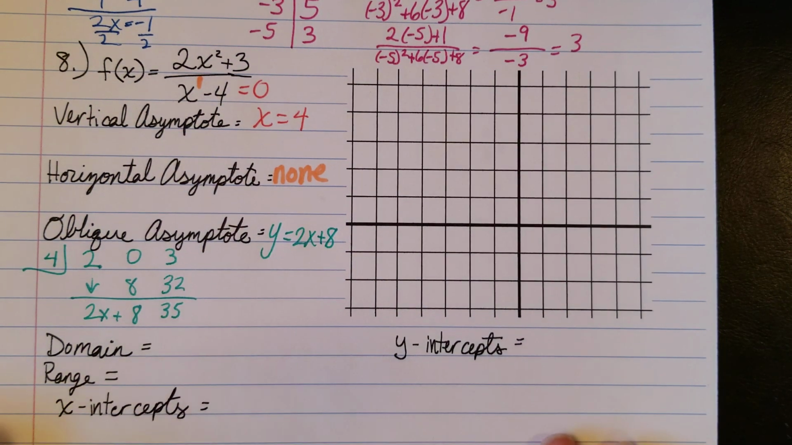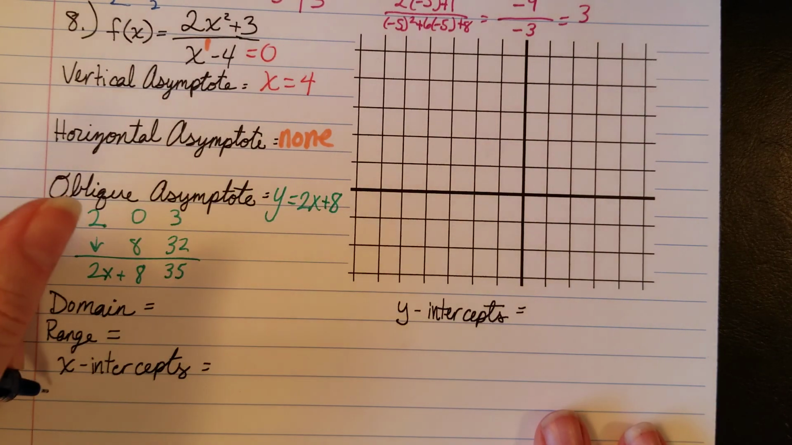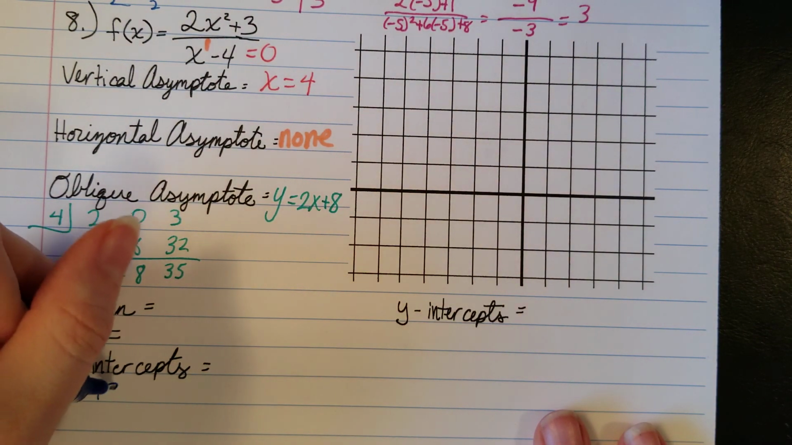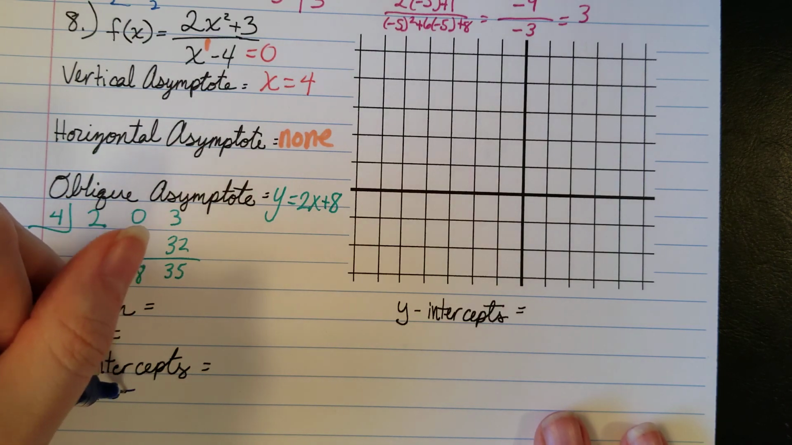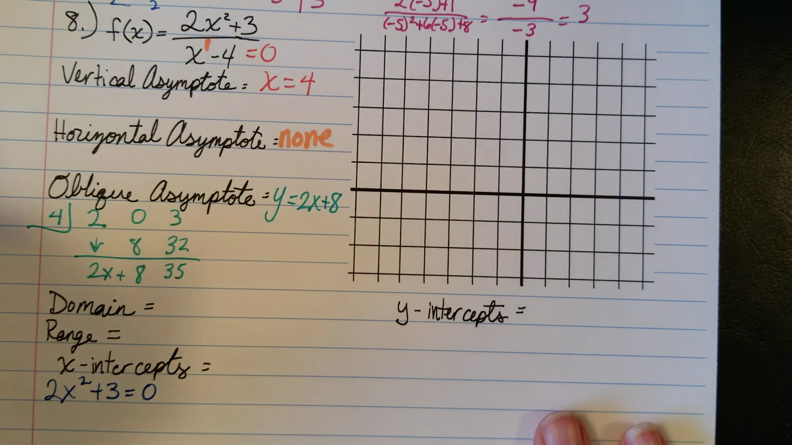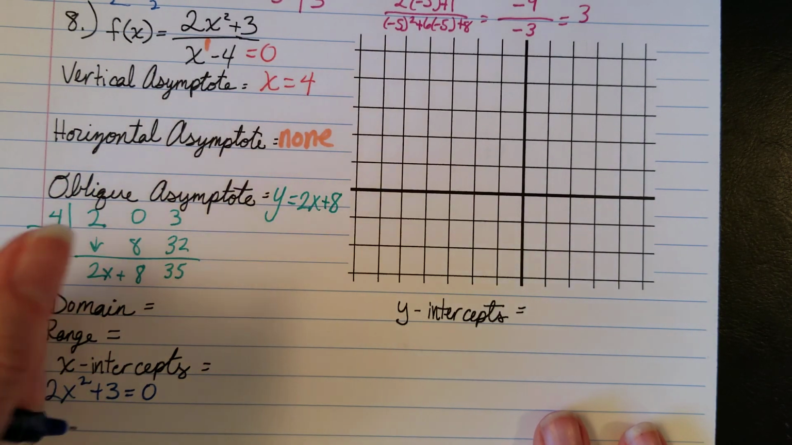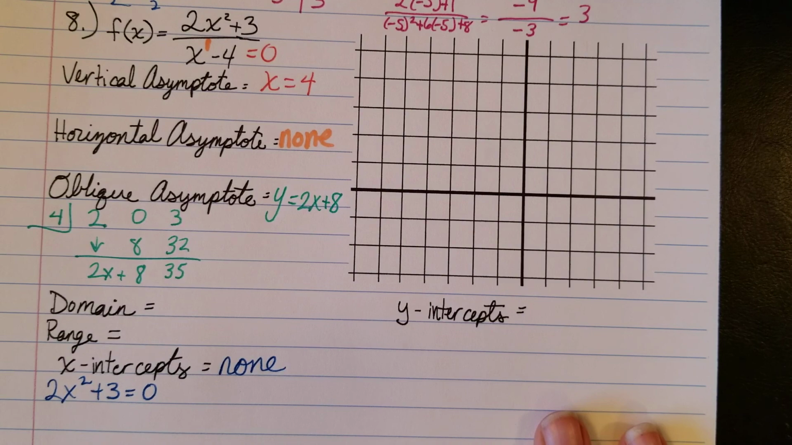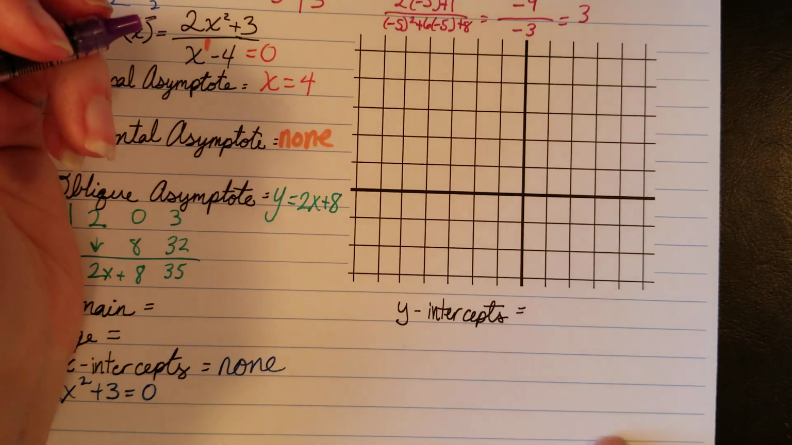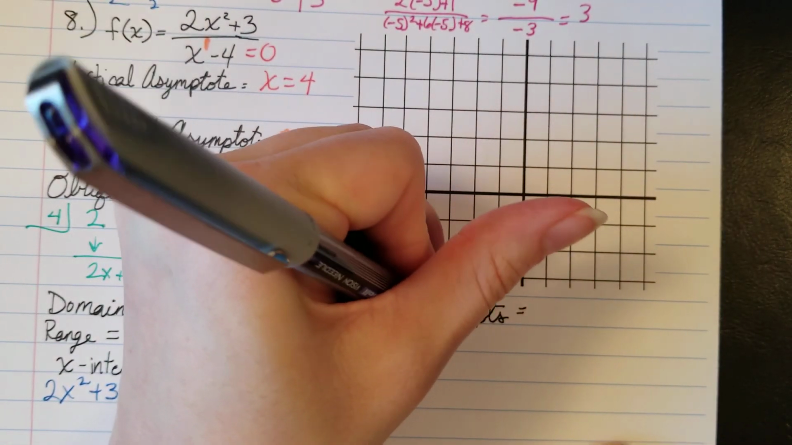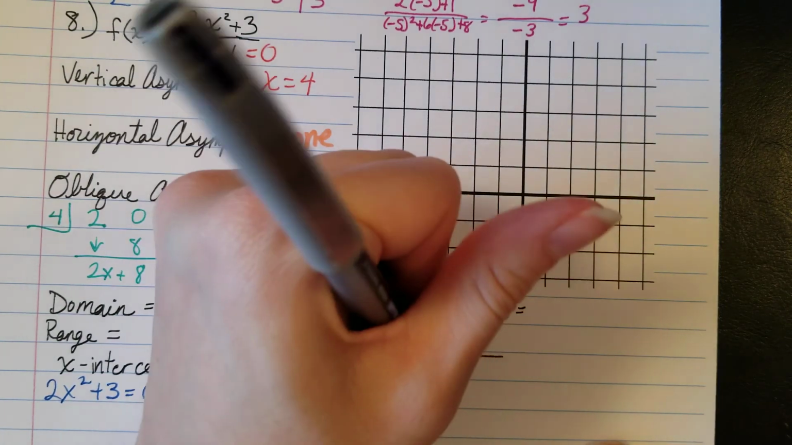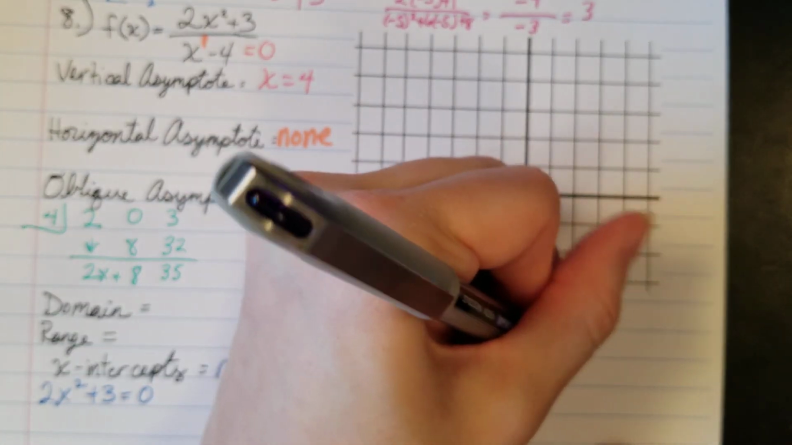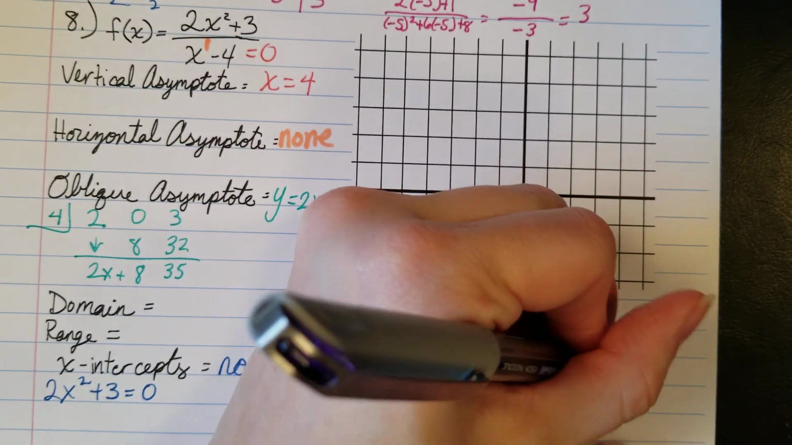Okay, let's go ahead and figure out the x-intercepts. Set the numerator equal to 0. It's not going to be any real answer to that, so there's not going to be any x-intercepts. And y-intercept, plug in 0 for x. So 2 times 0 squared plus 3 over 0 minus 4. So that's 3 over negative 4. So in other words, negative 3/4.